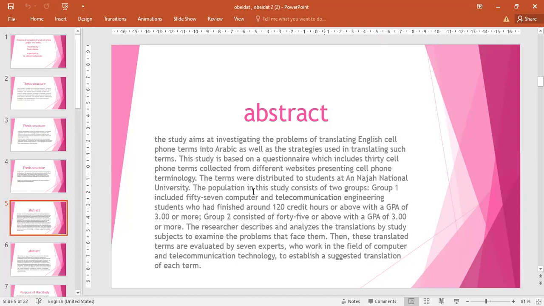Group 1 includes 57 computer and telecommunication engineering students who had finished around 120 credit hours or above with a grade point average of 3.0 or more. Group 2 consisted of 45 students with a grade point average of 3.00 or more. The researcher describes and analyzes the translation by study subjects to examine the problems that face them. Then, these translated terms are evaluated by 7 experts who work in the field of computer and telecommunication technology to establish a suggested translation of each term.